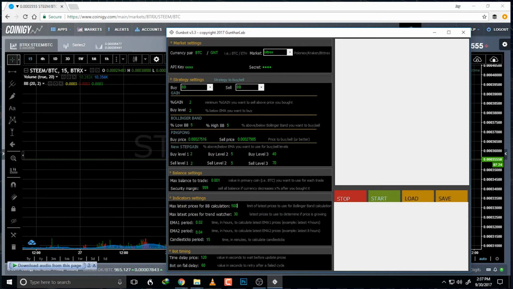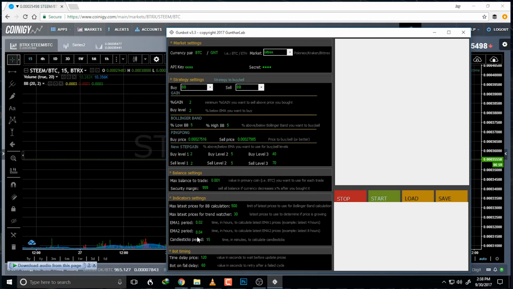I might go higher later, but I'm going to have to test that as I go out. But I'm giving you the settings I'm currently using. Max latest prices for the watcher, same number right here. I kept it at the default, 30. Give me the last 30 prices that you're going to make your trade on. This number might go up over time.